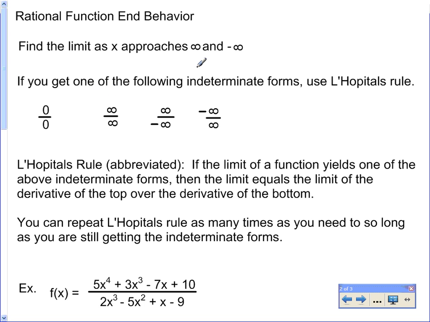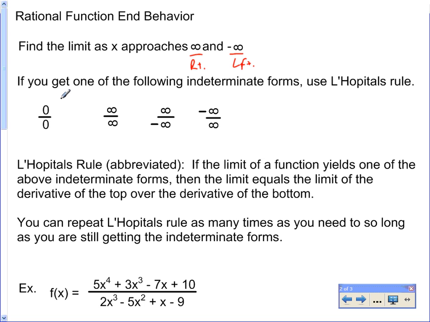So when you're taking the limit, because that's really what we're doing when we're looking at end behavior, we're taking the limit as x approaches infinity. We want to know what the function's doing as our x values get closer and closer and closer to infinity, and as they get closer and closer to negative infinity. So this is like the right side, and this is the left side of our function.